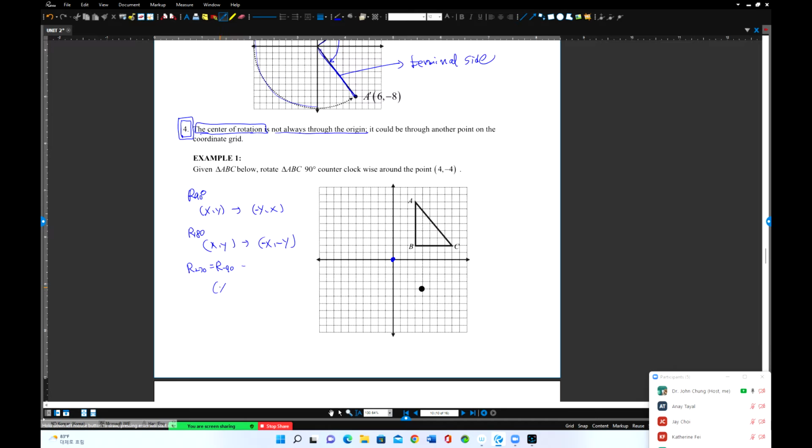X and Y switch again, Y and X, but the second one is negative. 1, 2, 3. But in the special case, they are all what? Centered at the origin. You can use this formula. But a special one over here, the center is over here. What are you going to do?